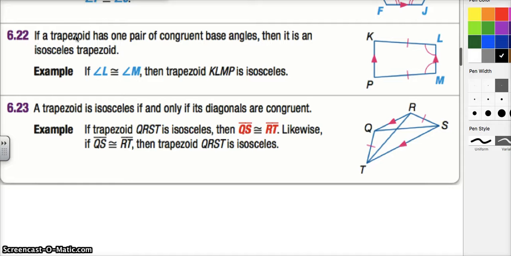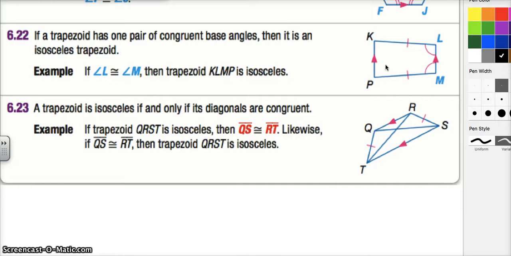If a trapezoid has one pair of congruent base angles, then guess what? It's isosceles. It's an isosceles trapezoid. So you're walking down the street, you're checking out this trapezoid, you're like, hey trapezoid, it looks like your base angles are congruent. Guess what you can say? I see you're an isosceles trapezoid.